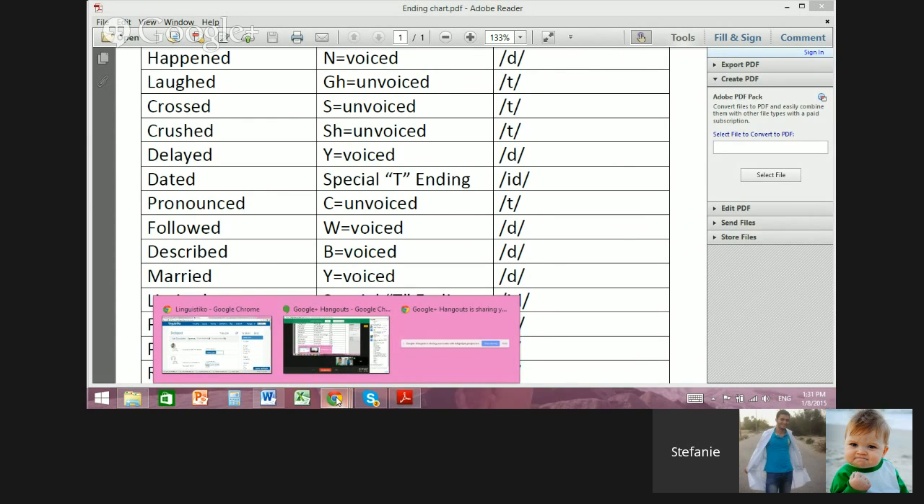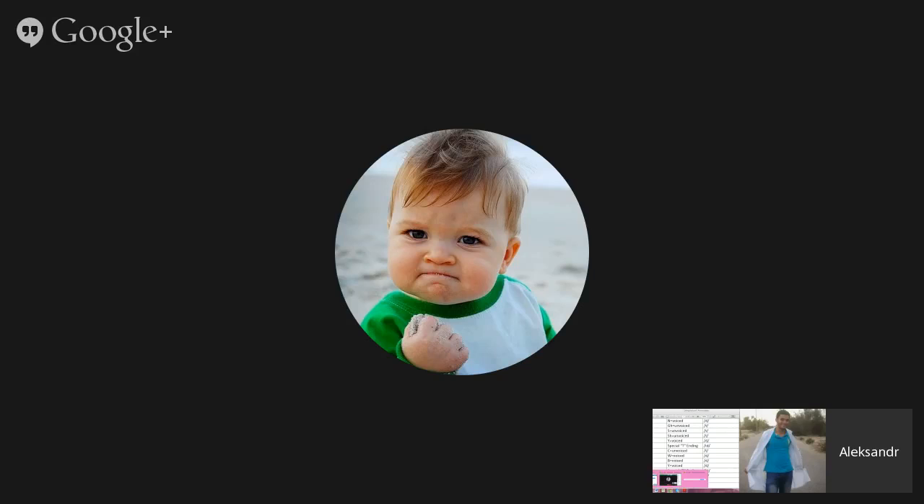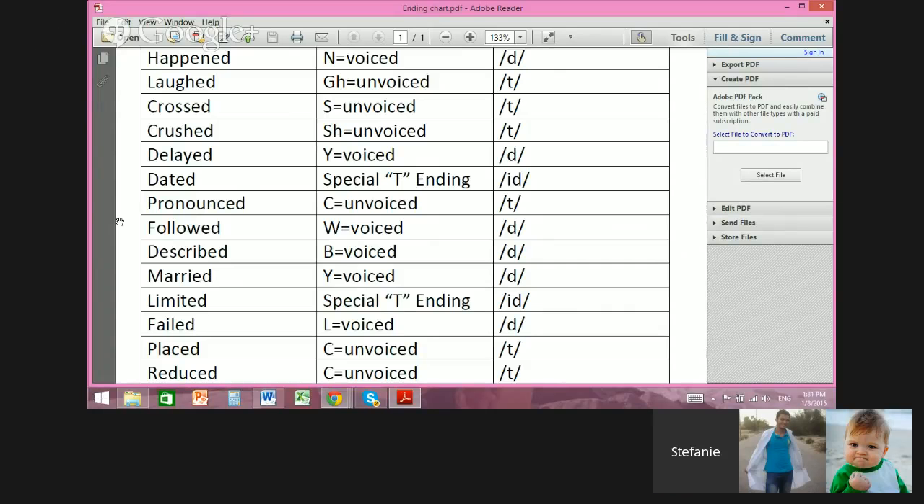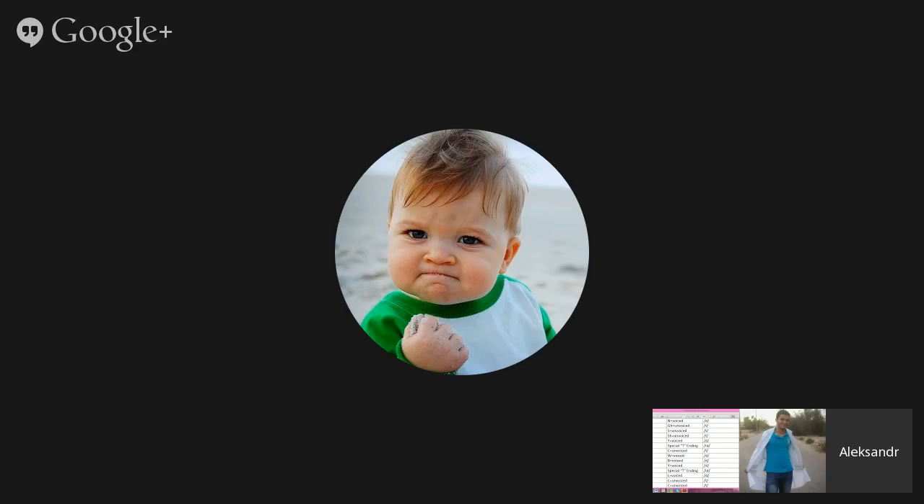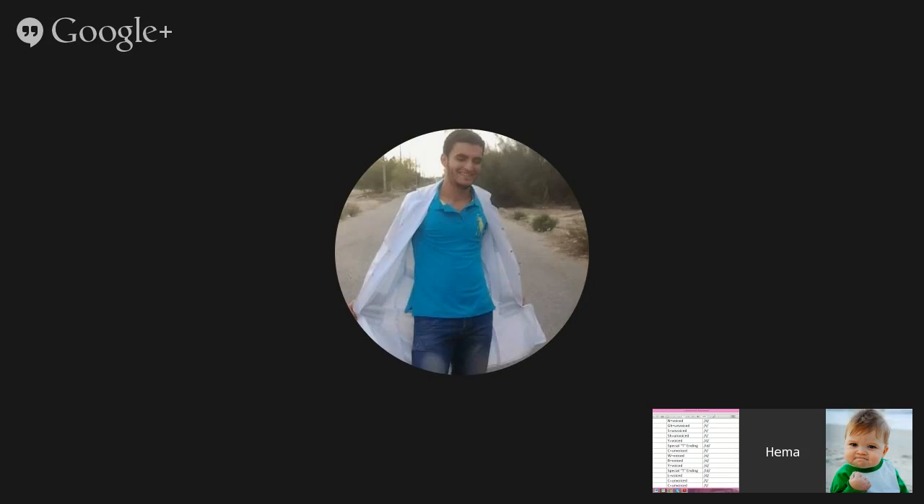Okay, Sasha, crossed. Crossed. The word cross has an S, an unvoiced sound. So for past we add a T sound at the end. Good. Okay, Hema, crushed. The verb crush ends with SH, which is considered unvoiced. So we add the T sound to be crushed.